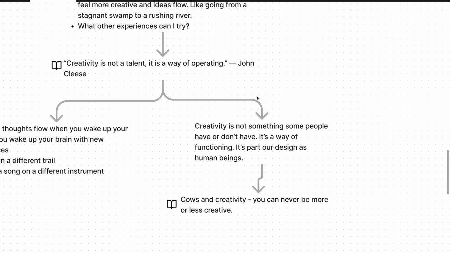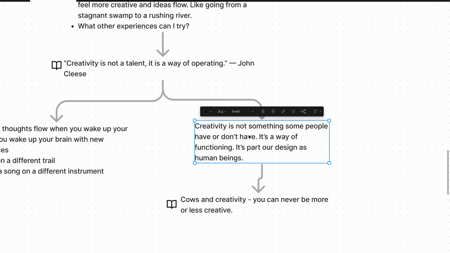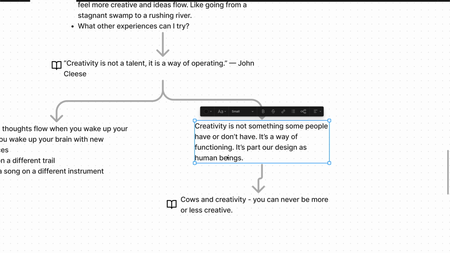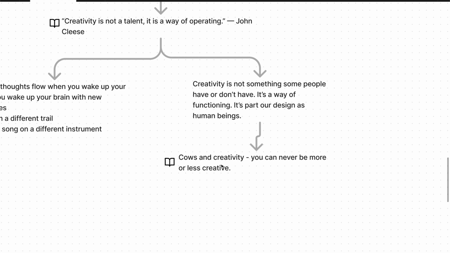And then the other path here, creativity is not something that some people have or don't have. It's a way of functioning, which is the second half of this whole thing. It's just me kind of teasing out this idea that it's a part of our design as human beings. We are creative beings, right? And I remember that I had this note in my PKM called Cows and Creativity. You can never be more or less creative. The idea is that a cow doesn't start producing milk until around 2 years old, but you don't necessarily say you're not a cow until you start producing milk, right?